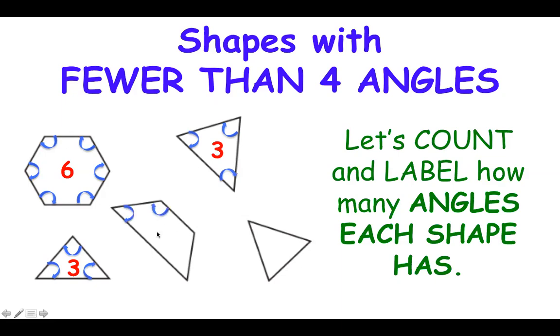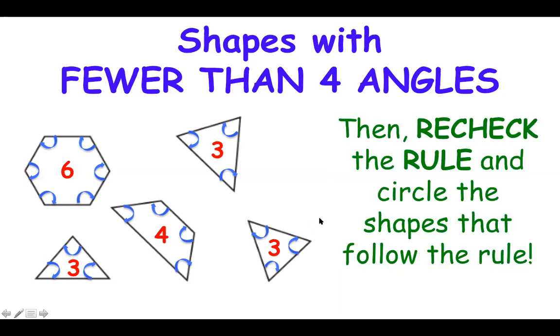1, 2, 3, 4. This one has 4 angles. Does that match our rule? Nope, because our rule is fewer than 4 angles. And our last shape, 1, 2, 3, 3 angles. Now let's recheck our rule and circle the shapes that follow it. So our rule was fewer than 4 angles.